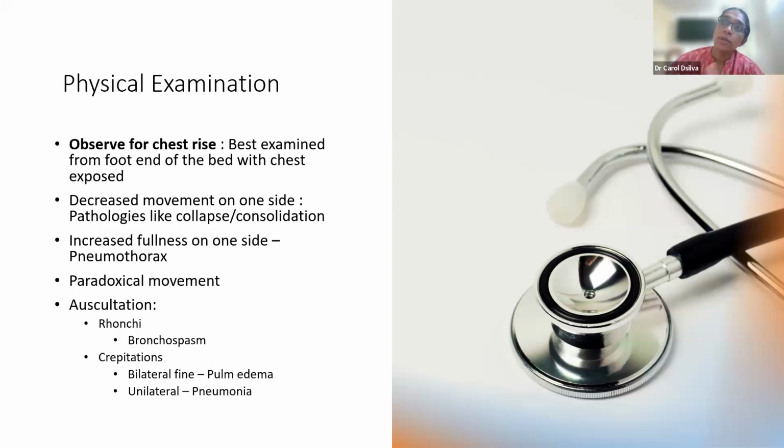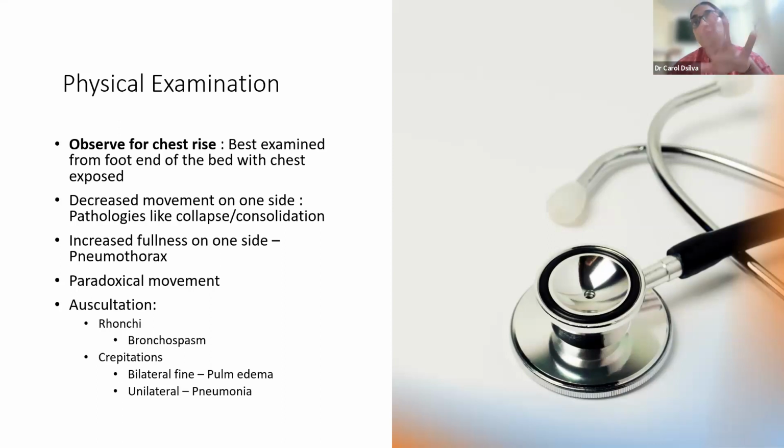If it's a chronic problem like fibrosis, your patient should not acutely desaturate. But if it's an acute problem like a collapse or consolidation, then one side of the chest will not move as much, depending on which side is involved. If there's an increased fullness, now this is difficult to pick up, this can be a sign of pneumothorax. This is usually better picked up when you auscultate your patient.